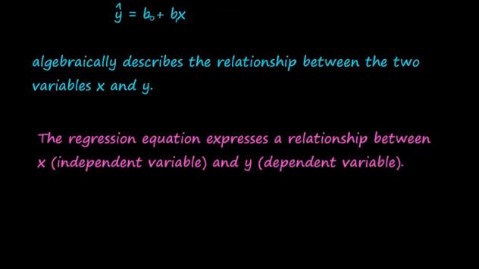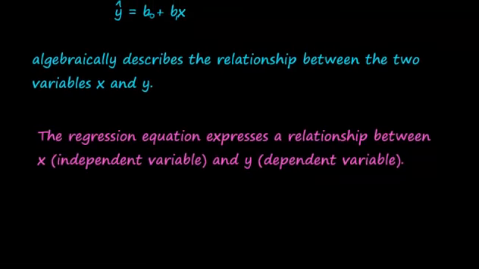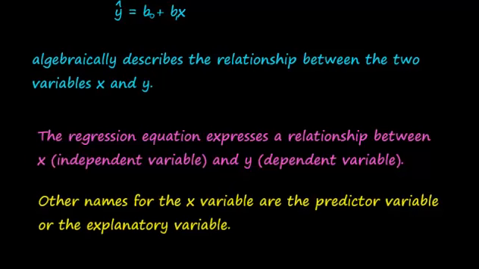The regression equation expresses a relationship between x, the independent variable, and y, the dependent variable. There are other names for x, the independent variable: the predictor variable and the explanatory variable. It explains what's going on with y. This independent variable or predictor variable is affecting y, explaining the change in y.